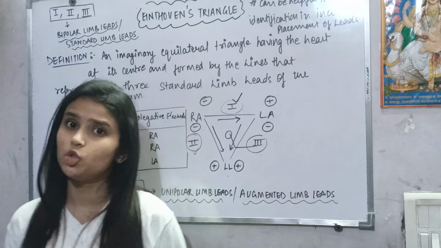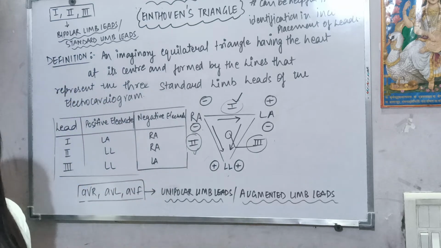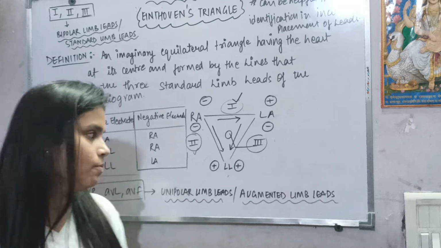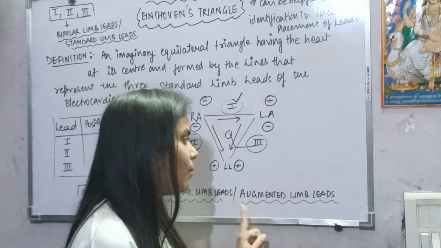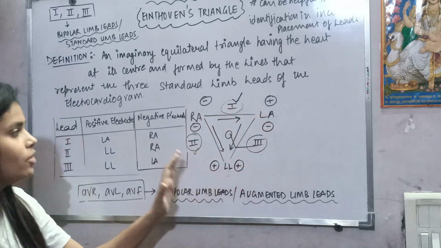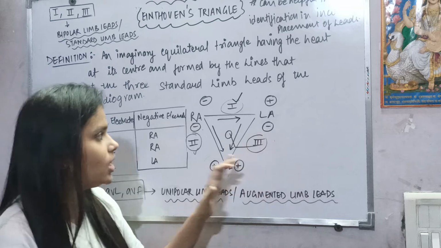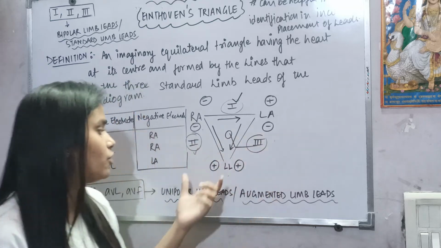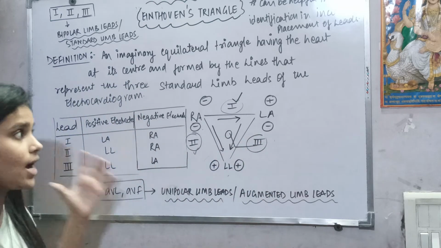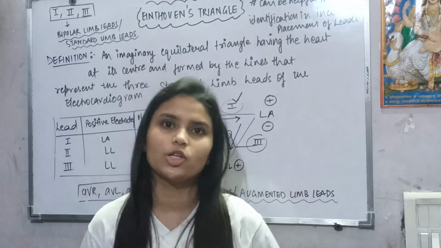Why are they known as unipolar? As the name suggests, unipolar means they record the activity of one limb at a time, and they are also known as augmented limb leads. In this diagram we represent only the first, second and third leads. There is another diagram for the augmented leads, and then we combine those diagrams to form a hexaaxial reference system.